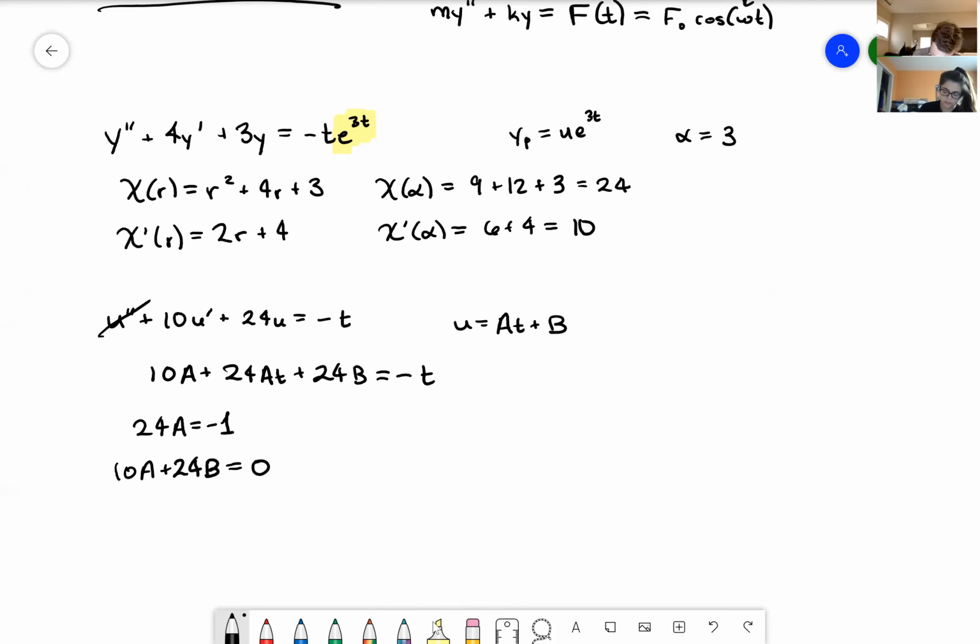And for the sake of my, we'll write this as 5A plus 12B equals 0. Divide by 2. Okay, so up to this point, do you agree with what I've done? Yeah, I think the part I'm struggling on is getting the u is equal to At plus B. So why are you ignoring the u double prime? Why is that not something that's factored in?